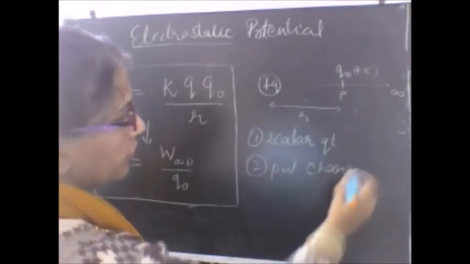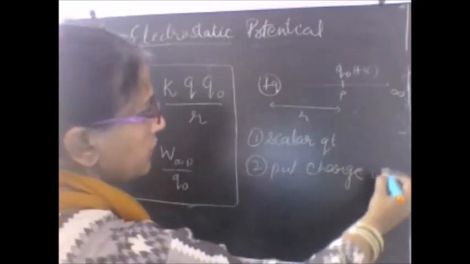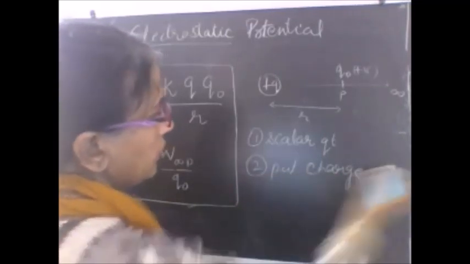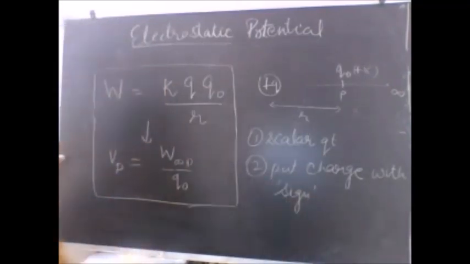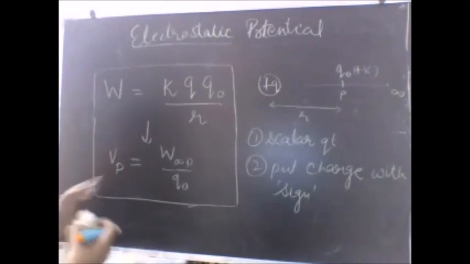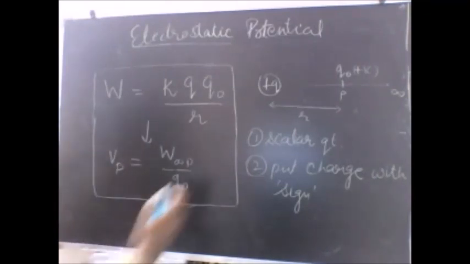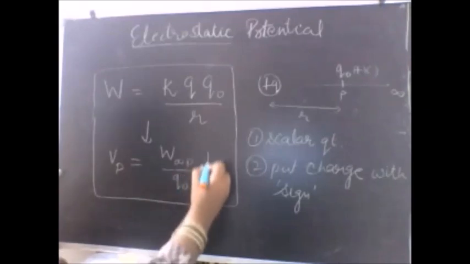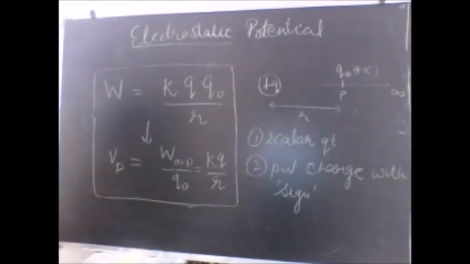Which charge am I putting here in the formula? I will be putting the source charge value with its sign. Put the charge with the sign. So if I simplify the formula here, what will I get? I will get K Q by R. Look at this formula.